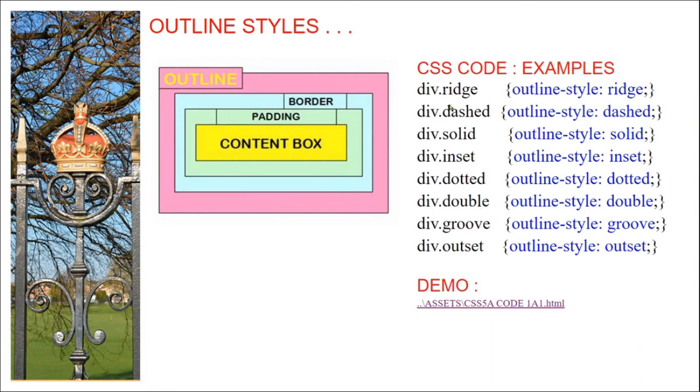Right, code examples that we've got here are as follows. CSS code examples for a div container. We can have a .ridge class, and we can call it outline style ridge, outline style dashed, outline style solid, outline style inset, outline style dotted, outline style double, outline style groove, and outline style outset.